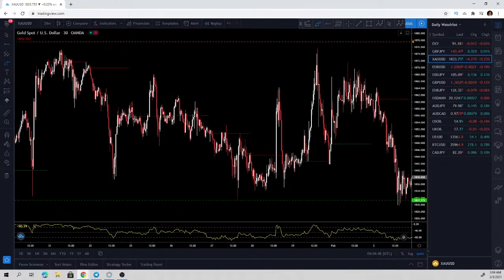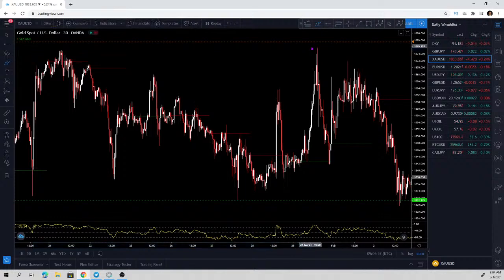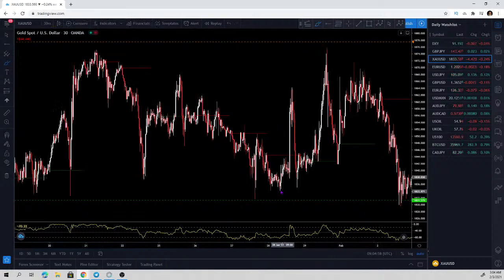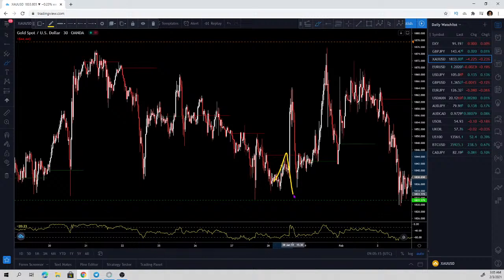So your first target in a long position should always be at the next previous high. And your stop losses should always be below the previous low. Why? Because there are going to be times that you take a long position, but you're going to have a little bit of a drawdown in that position.